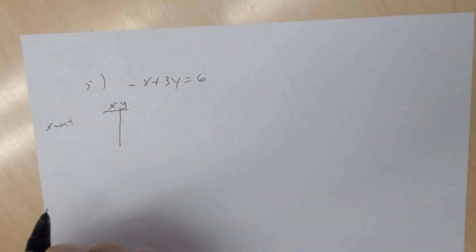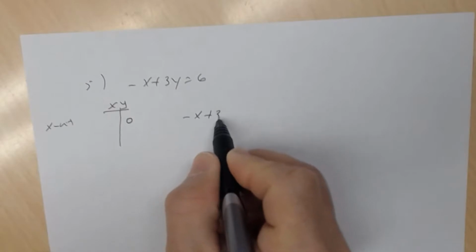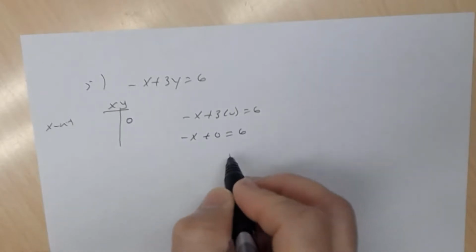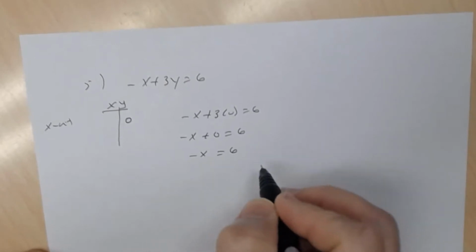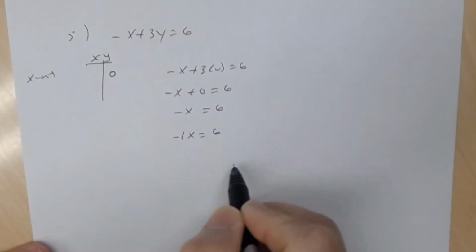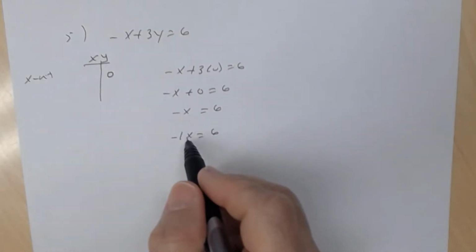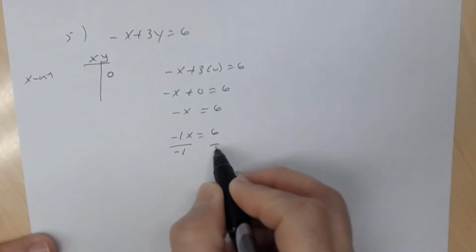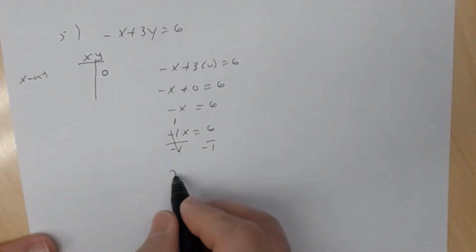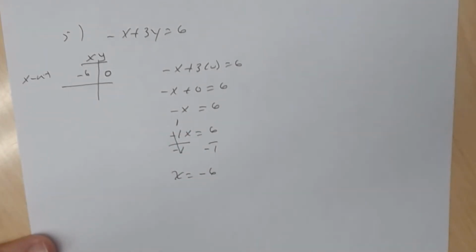So let's find the x-intercept. To find the x-intercept, again, you let y equal 0. So wherever you see the variable y, I'll plug in 0. So I get negative x plus 3 times 0 equals 6. Well, 3 times 0 is 0, so I get negative x plus 0 equals 6. Negative x plus 0 is negative x equals 6. Now, rewrite negative x as negative 1x. The coefficient is a negative 1. But to solve for x, you want this coefficient to be a positive 1. Right now, I'm multiplying by negative 1. The opposite is to divide by negative 1. And so negative 1 divided by negative 1 is a positive 1, which is what you wanted. 1 times x is x. And then 6 divided by negative 1 is negative 6. So the x-intercept is the point (-6, 0).